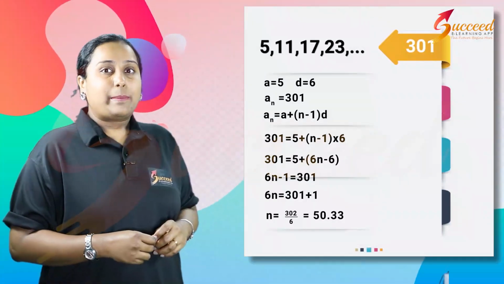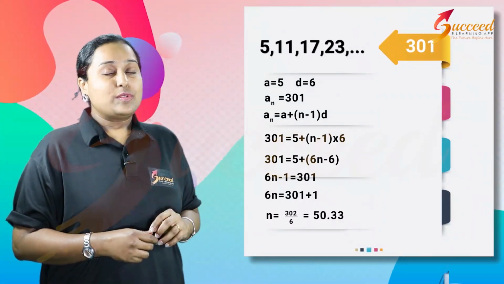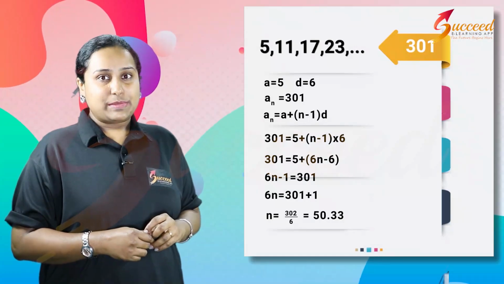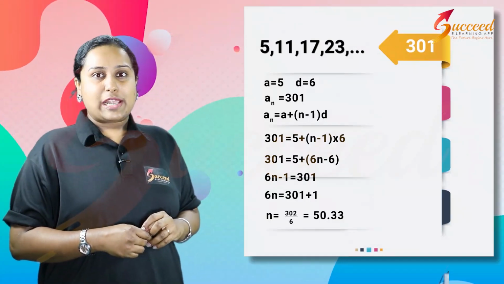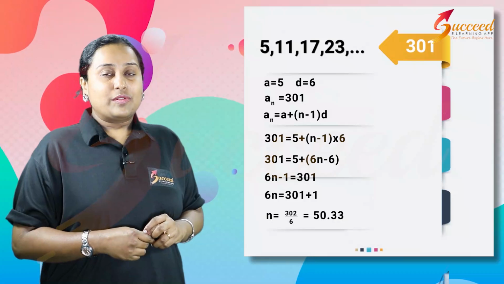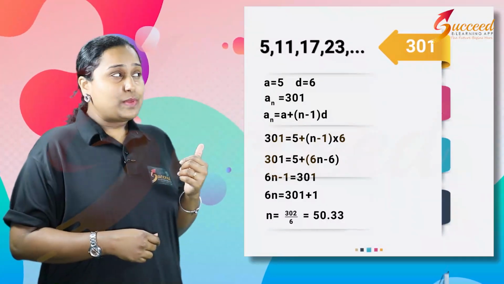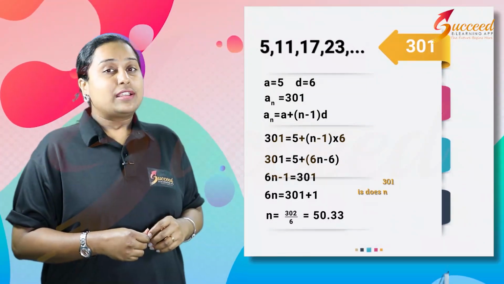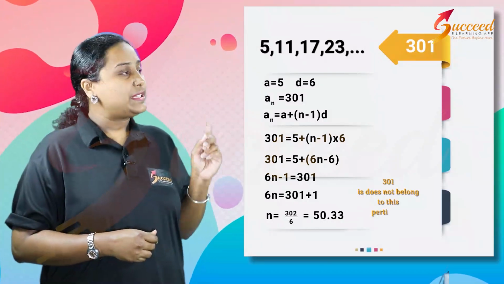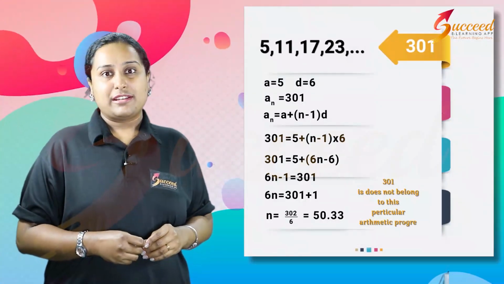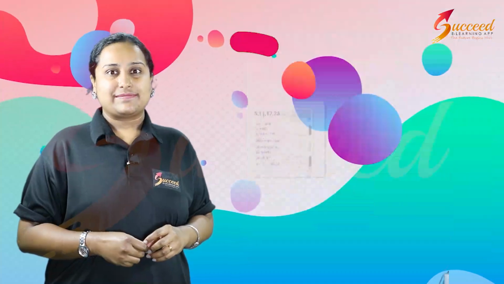50.333. But this value is not a whole number. That means it cannot be the value of n. So, we can say that the given term 301 does not belong to this particular arithmetic progression. So, this will be your final answer.